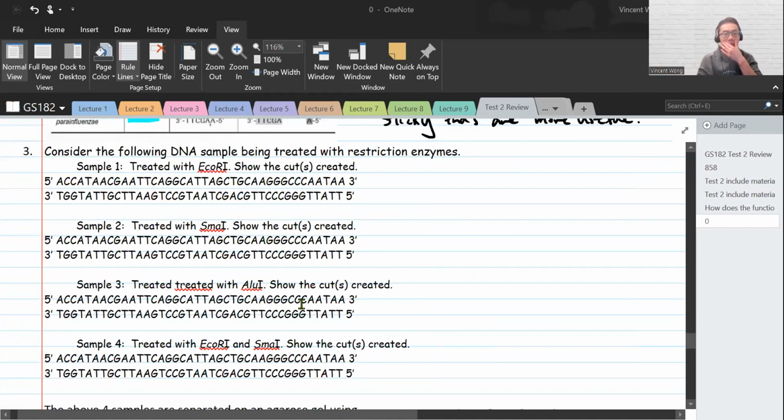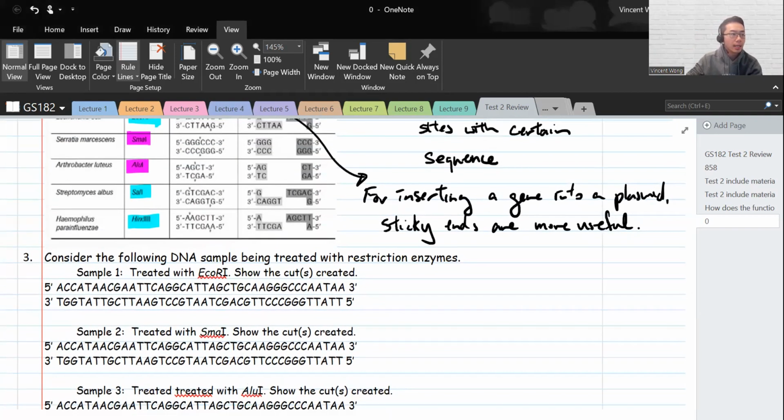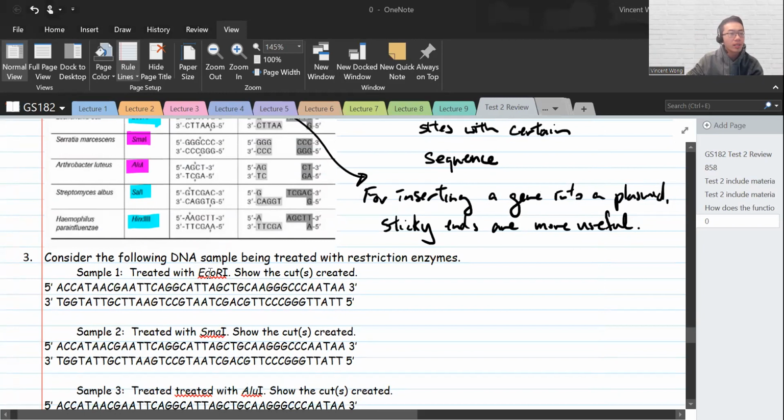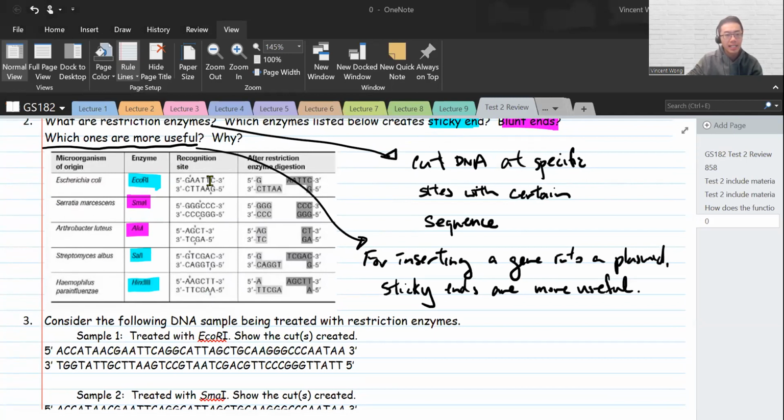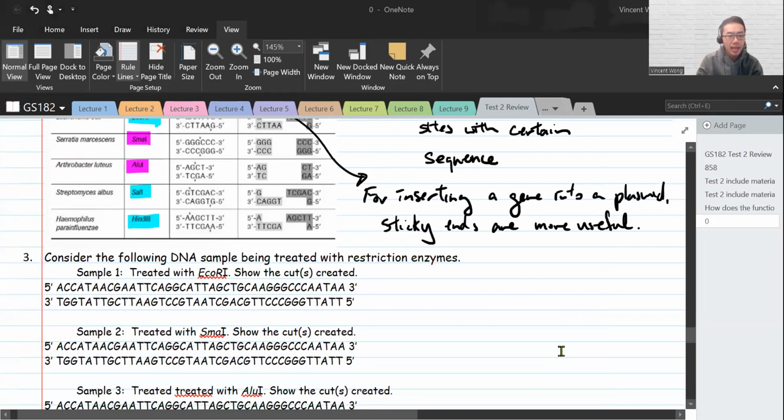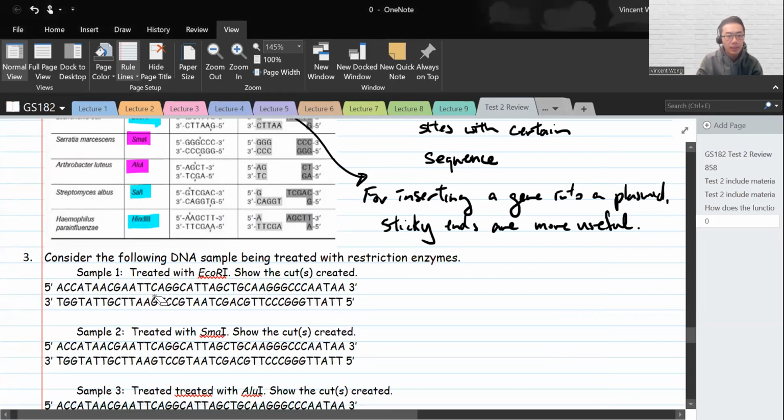Consider the following DNA sample treated with a restriction enzyme. Okay, this and this. So this is treated with EcoRI. I'll give you one of these tables if you need to do restriction enzyme questions. So EcoRI recognizes GAATTC, and GAATTC is right here. So that's going to give it 1 cut, GAA, TTC like that. I don't think there is another recognition site anymore. Okay, so you have two fragments.